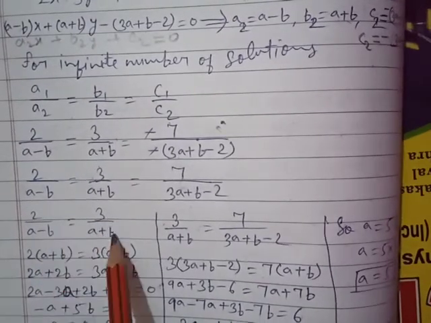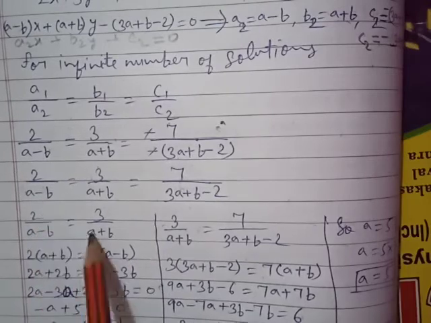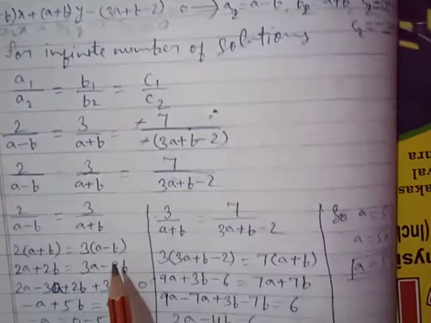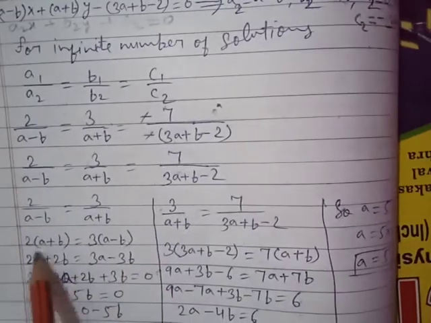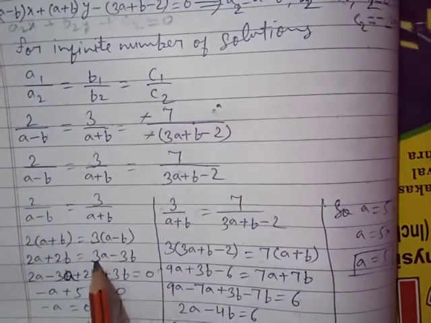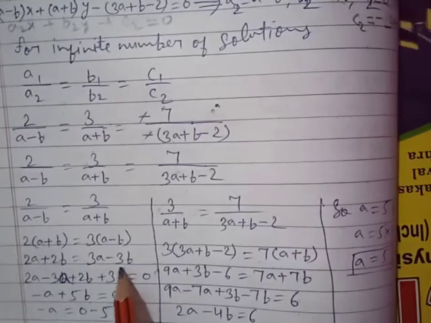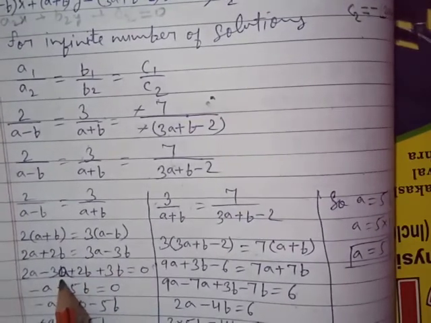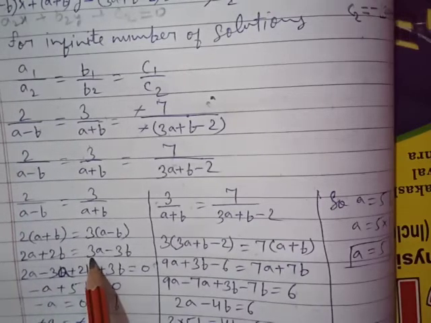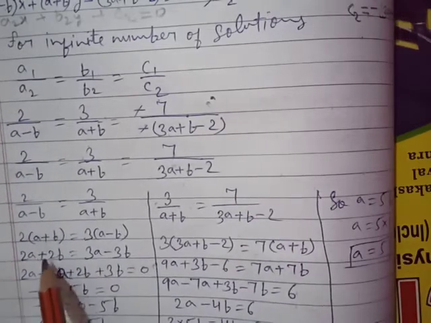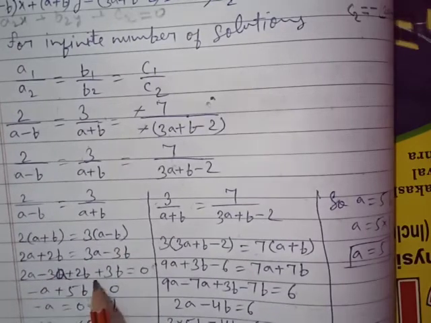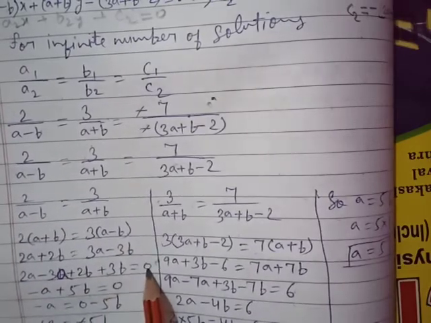Cross multiply. A plus b will go that side. 2 into a plus b, 3 into a minus b. Okay, 2 into a is 2a plus 2b, 3 into a is 3a minus 3b. Shift 3a this side, 2a minus 3a. Because here 3a is plus, it will come here, it will be minus. Here it is 2b plus, shift minus 3b this side, so it will be plus 3b equal to 0.